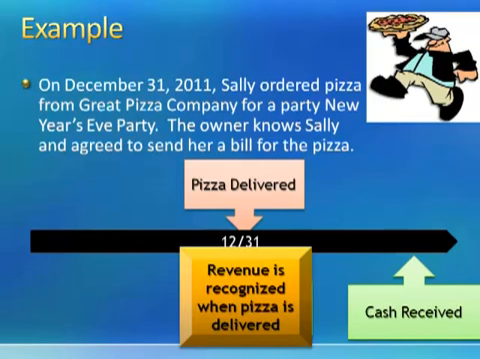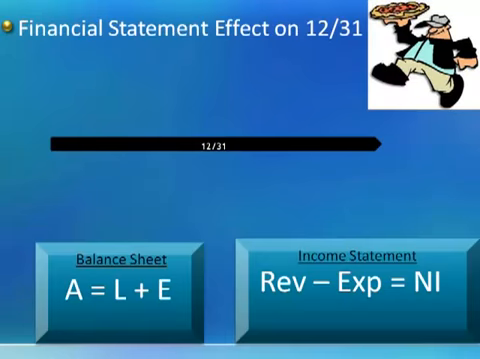Revenue is still recognized when the pizza is delivered, although the cash isn't to be received till some point in the future. So let's take a look at how this affects the financial statements. What happened on 12/31? First, the pizza is delivered.